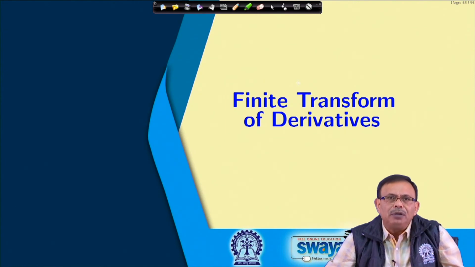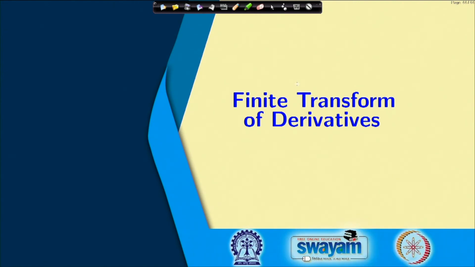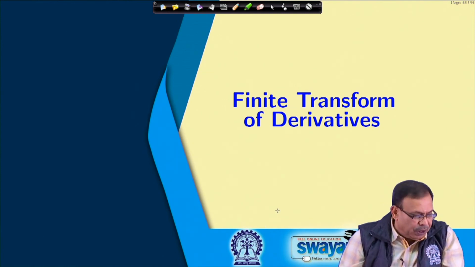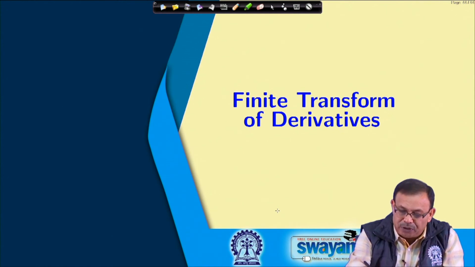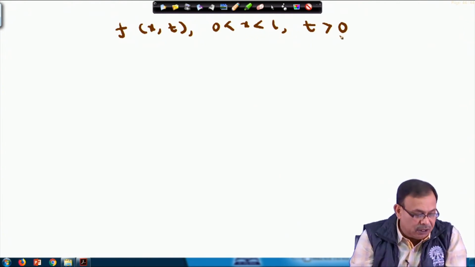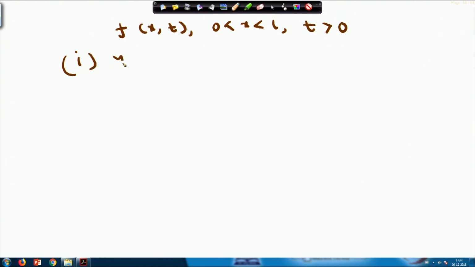Now, let us see the finite transform of derivatives. Whenever we want to find out the solution of second order ODEs, I have to find out the finite transform of derivatives. So, for that, the function f of x t is there, x lies between 0 to L I am assuming, and t is greater than 0. So, I want to find out the finite transform of derivatives of f of x t, where x lies between 0 to L and t is greater than 0. Number 1, finite sine transform of del f del x.